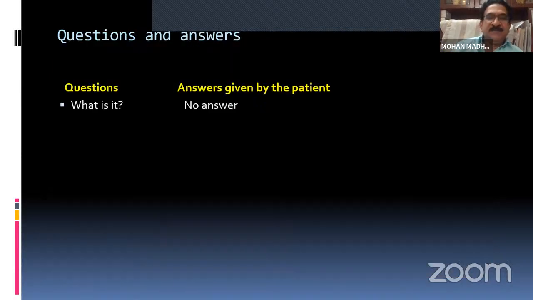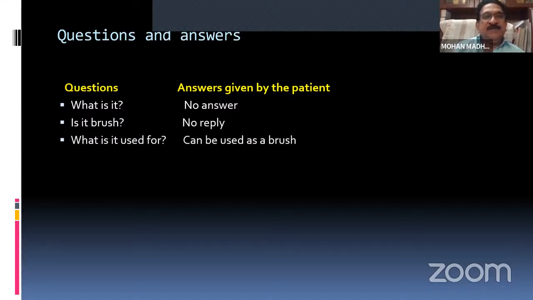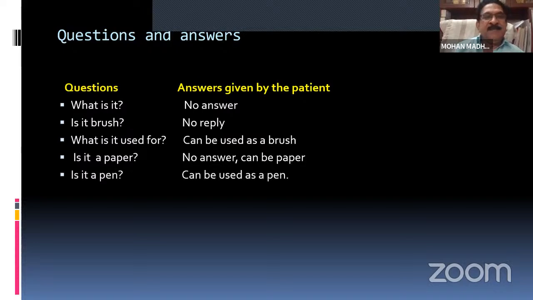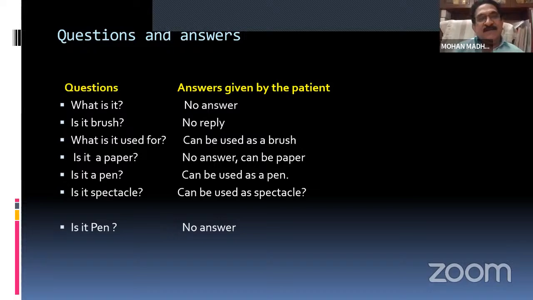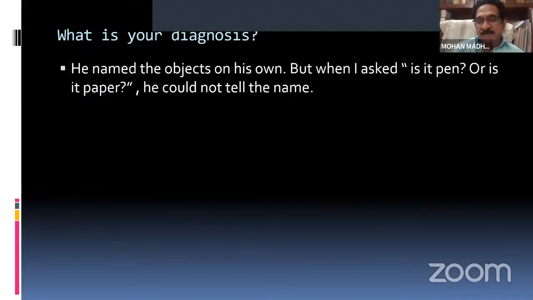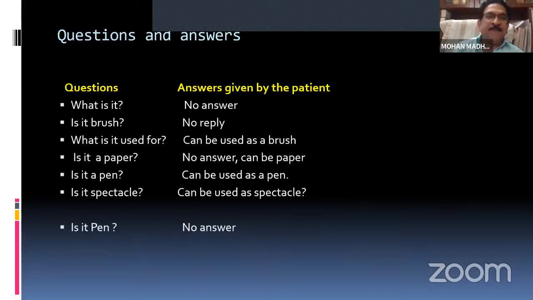Okay, so I'll tell the questions. I'll say, what is it? There is no answer. Is it a brush? No reply. What is it used for? Can be used as a brush. Is it a paper? No answer. Can be a paper. Is it a pen? Can be used as a pen. Is it a spectacle? Can be used as a spectacle. Is it a pen? Again, I repeat the question. No answer. So this is the abnormality here.